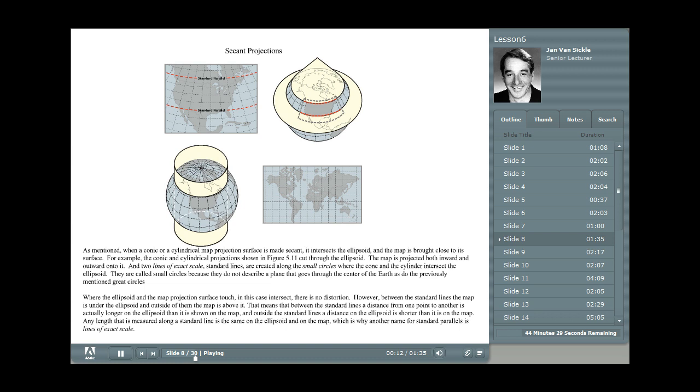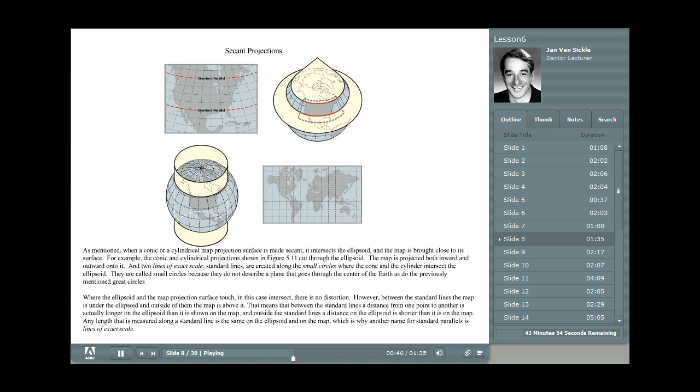These are lines of exact scale, or standard lines, created along small circles where the cone and the cylinder intersect the ellipsoid. They're called small circles because they don't describe a plane that goes through the center of the Earth, as do the great circles. But where the ellipsoid and the map projection surface touch, there is theoretically no distortion. However, between the standard lines, the map, the plane, the state plane, is under the ellipsoid, and outside of them the map is above it.